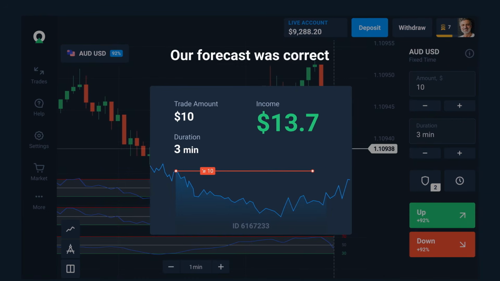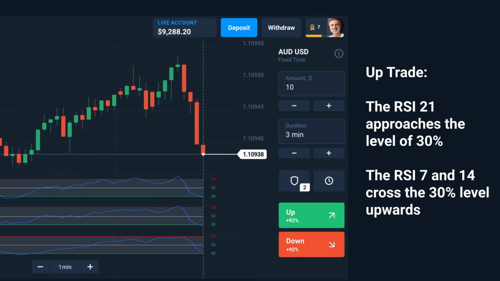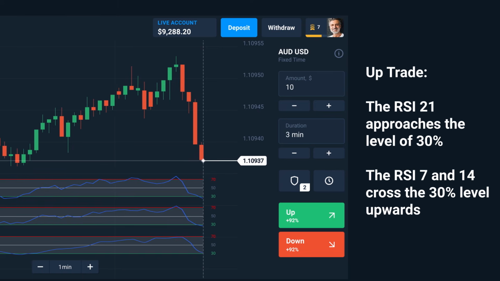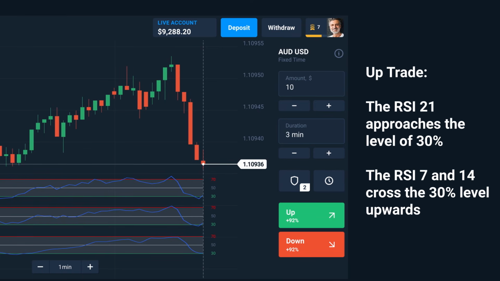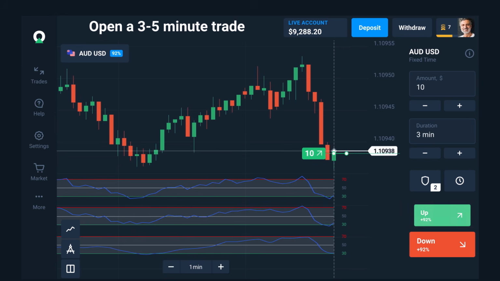Our forecast was correct. To open an up trade, we need to wait for 2 signals. RSI 21 approaches the oversold level of 30. The lines of RSI indicators 7 and 14 leave the oversold zone and cross level 30 upwards. Open a 3 to 5 minutes trade.